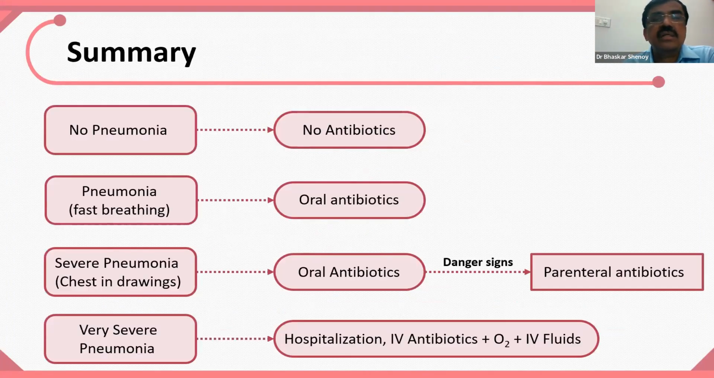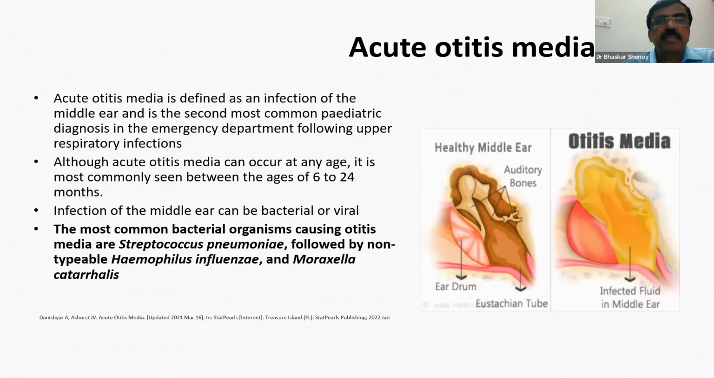The summary of this is that if there is no pneumonia, there is no need for antibiotic. If there is pneumonia with only fast breathing, oral antibiotic. But if chest indrawing is there, look for danger signs and then go for parenteral antibiotic. Very severe pneumonia, you need to hospitalize, give IV antibiotic, oxygen and other supportive treatment.